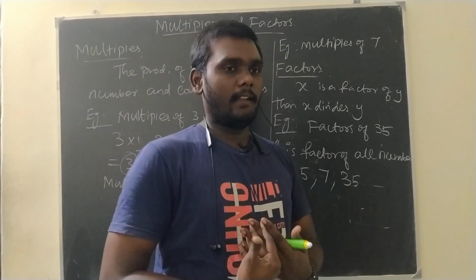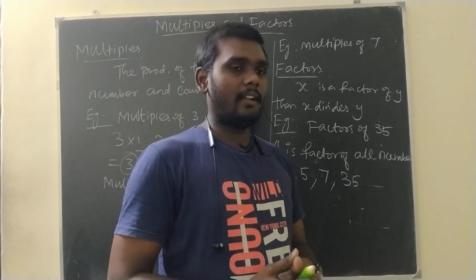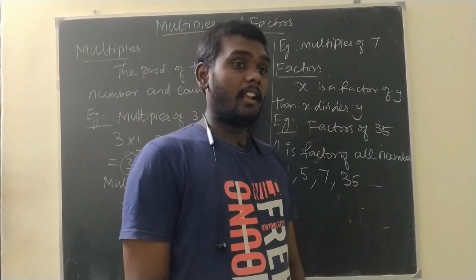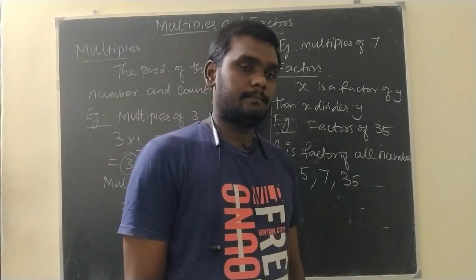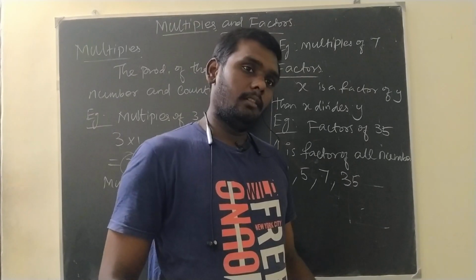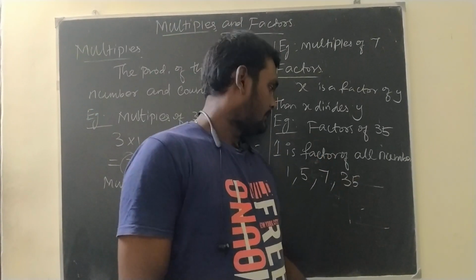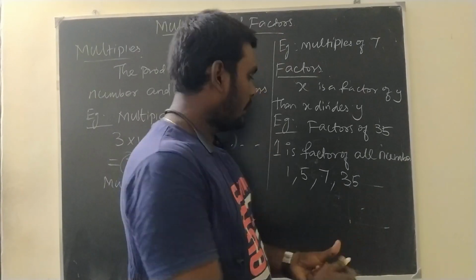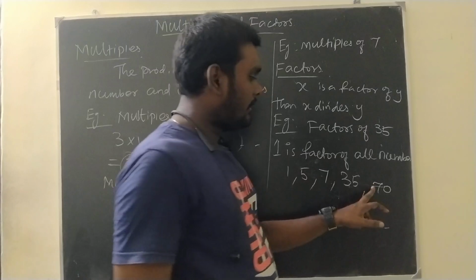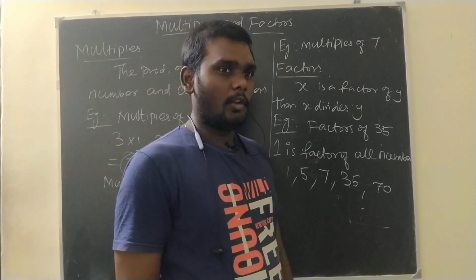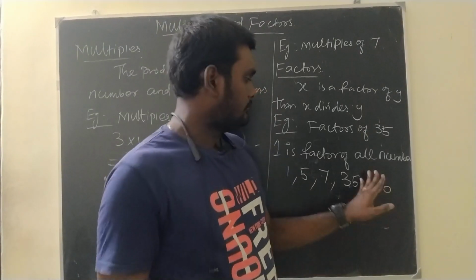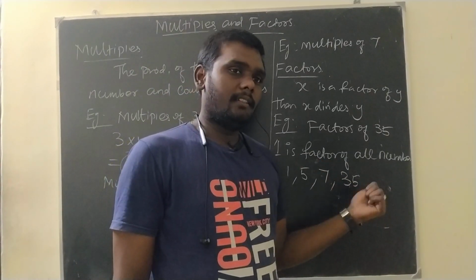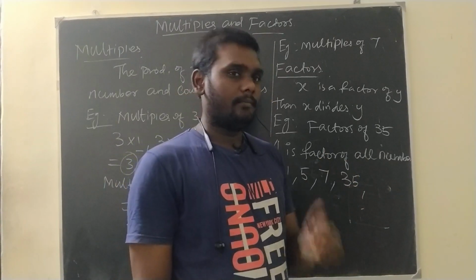Now we start analyzing this again. What is the least factor of the given number? 1. The greatest factor of the given number? The number itself. This is the greatest factor. Are you thinking about 70 and all? Will 70 divide 35 completely? No. It can't be. So the greatest factor is the number itself and the least factor is 1.